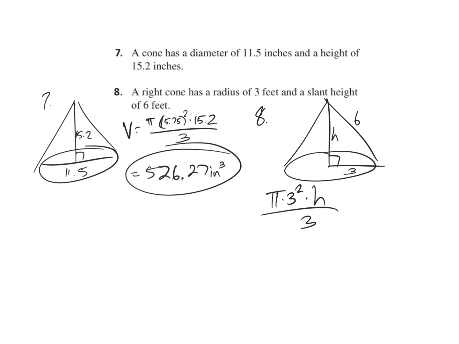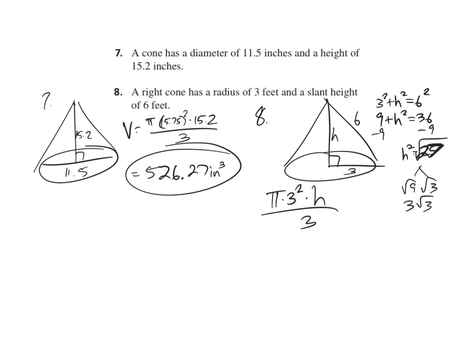By the Pythagorean theorem. 3 squared plus h squared equals 6 squared. So 9 plus h squared equals 36. Subtract the 9. H squared equals 27, sorry, 27. And we get the square root of 27, which is square root of 9 times square root of 3, or 3 square root of 3. So I'm going to leave it like this first.